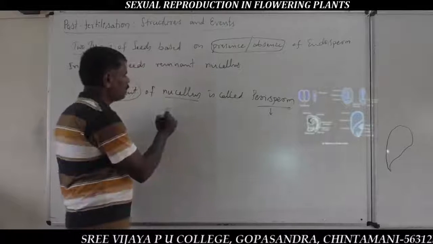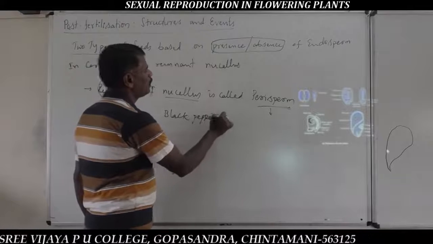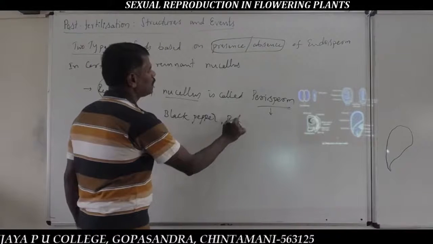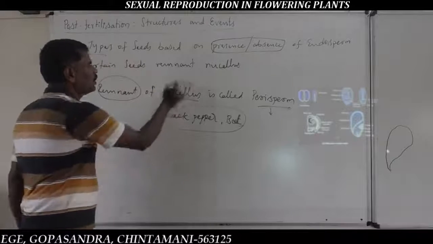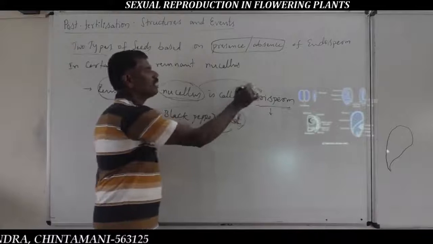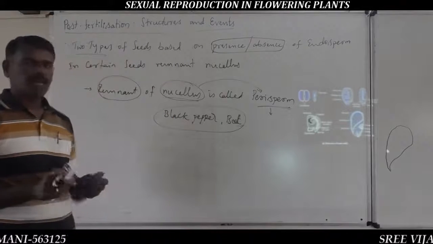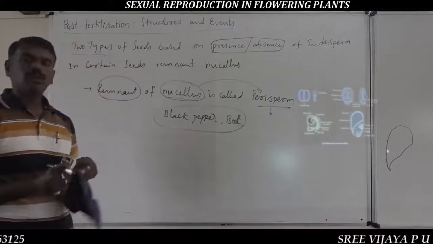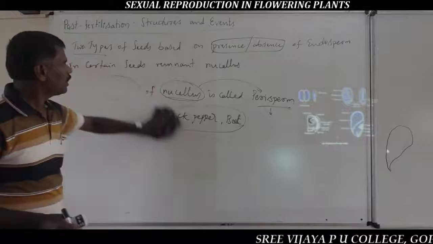For example, black pepper and even beet. So these are seeds in which the nucellus remains, and the remnant of nucellus is called perisperm. In black pepper, a certain amount of nucellus also remains, and that is what we call perisperm.